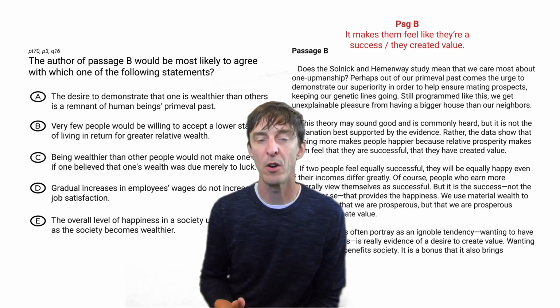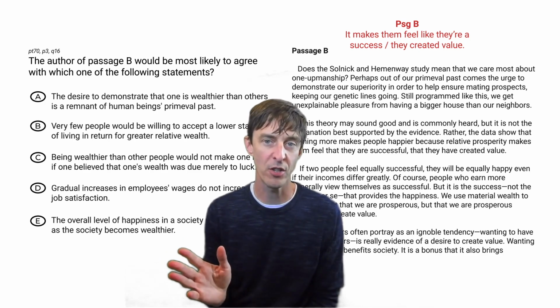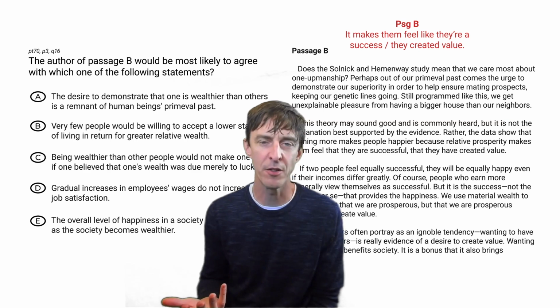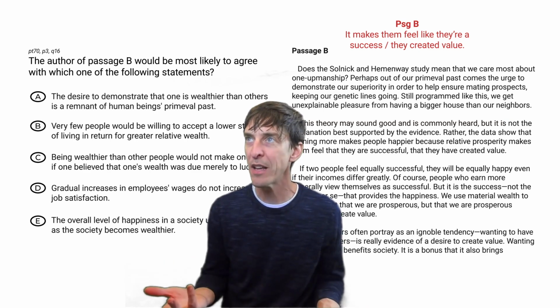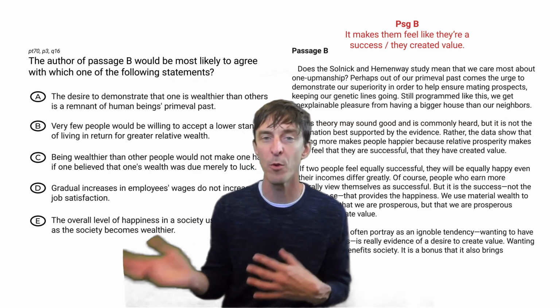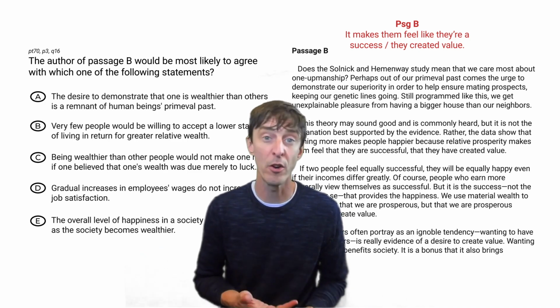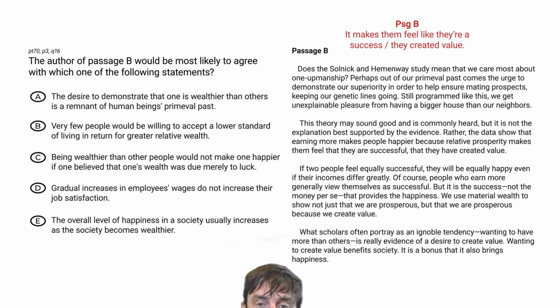Question 16 we would call an author opinion question with an undefined target. There's no great way to prephrase other than kind of reminding yourself of the main point. I know that passage B thinks the reason we want to make more money than others is because it'll make us convinced that we are contributing value to the world.